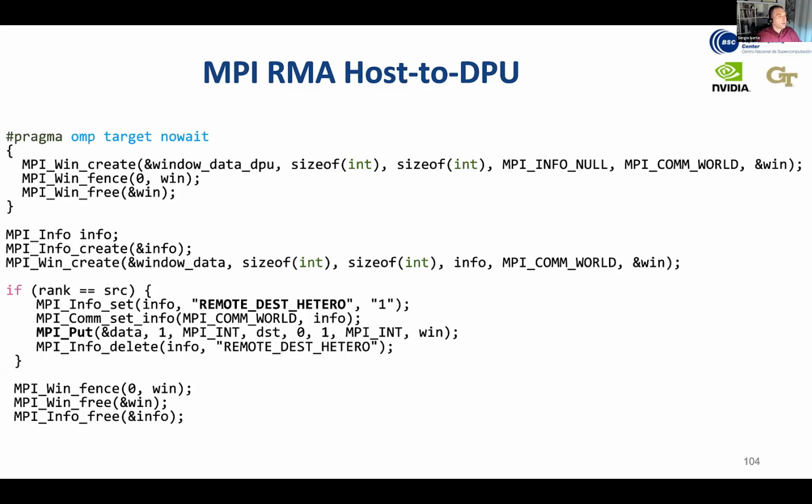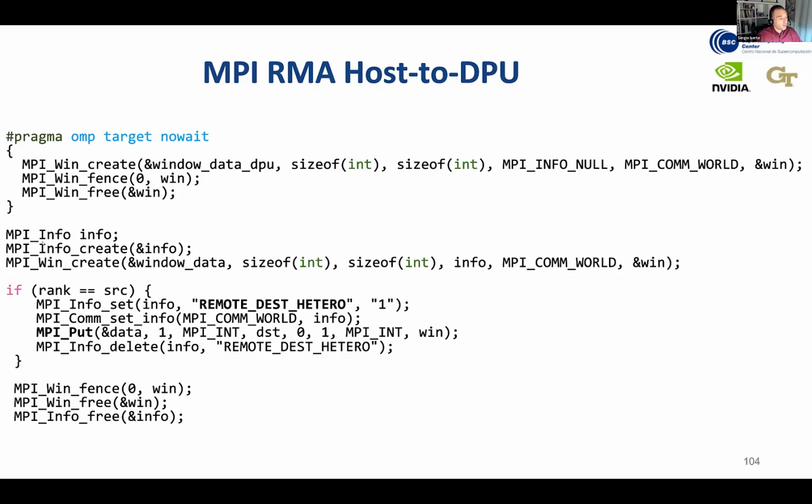Okay, then it also supports one-sided communication using MPI RMA. And in this example, we see a host to DPU RMA put. For that, what we do is offload the creation of the window and then the barrier. So the DPU will create the window and wait until the communication is done.